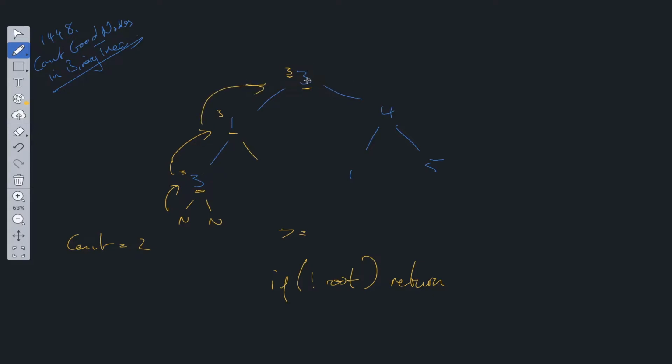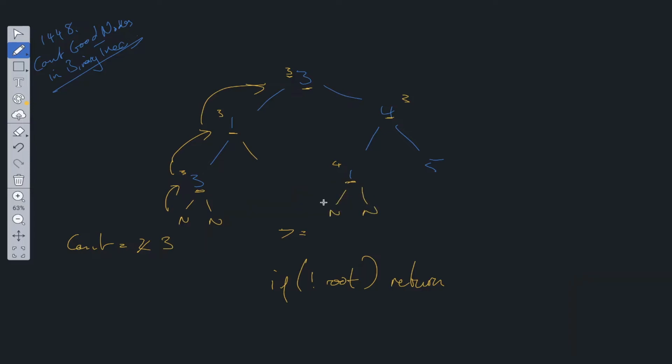So we get up to this level, and we can go down the right-hand side. We reach 4. The maximum that's been passed down to here is 3. 4 is greater than or equal to 3, so we increment count, and then we need to update the max here. The maximum that we're going to pass down to 4's children is going to be 4, because it's the maximum between 4 and 3. So 4 is passed down to 1. 1 is not greater than or equal to 4, so we don't update the count.